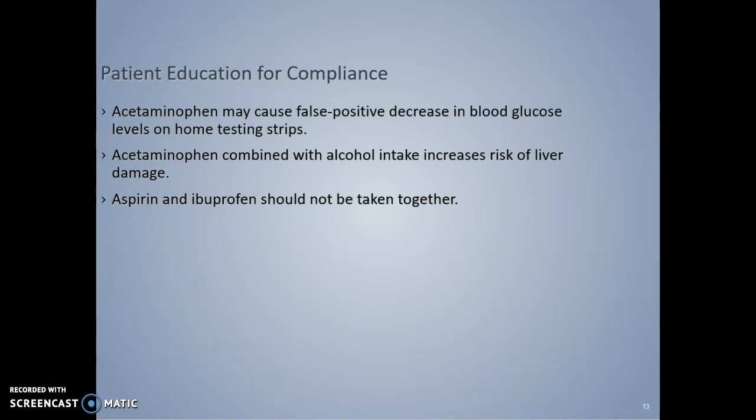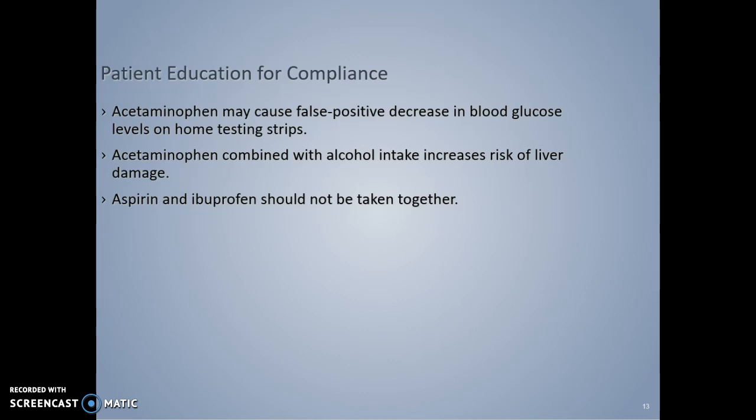So here's a little bit more on the patient education for compliance. Acetaminophen may cause a false positive decrease in blood glucose levels on a home testing strip. So, for example, if a patient is going to be testing their levels, say they have diabetes or something, it's important for them to know that the acetaminophen could interfere with that reading, and it can cause that false positive. Acetaminophen combined with alcohol intake increases the risk of liver damage. So that's another important detail for a patient to know if they're taking acetaminophen.